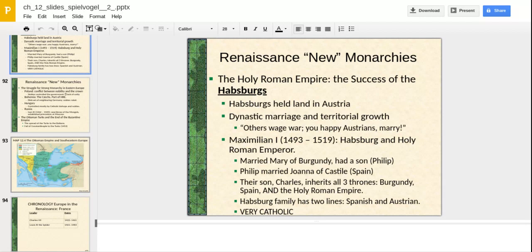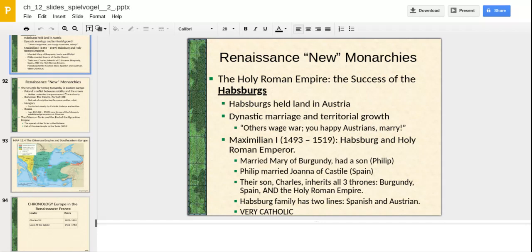A lot of incest going on, but they are marrying their kids off to anybody and everybody that has any kind of power. Maximilian I, he is a Habsburg, and he becomes a Holy Roman Emperor. He marries Mary of Burgundy, who has a son named Philip. And Philip marries Joanna of Castile, which is in Spain.